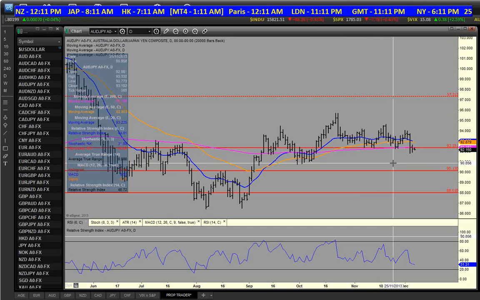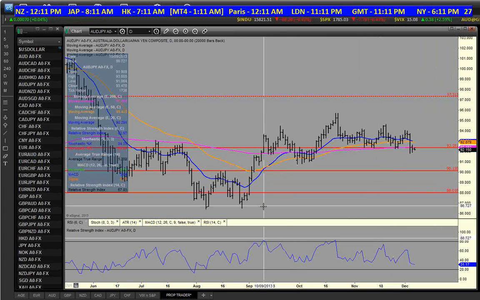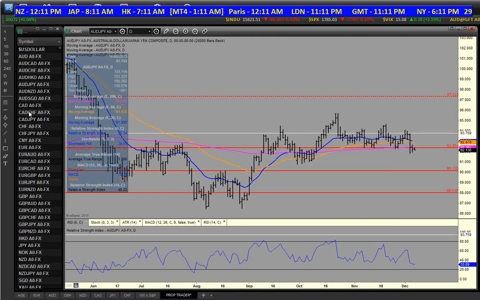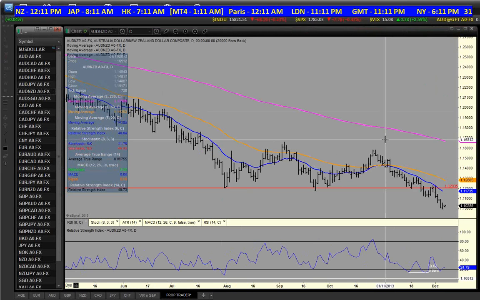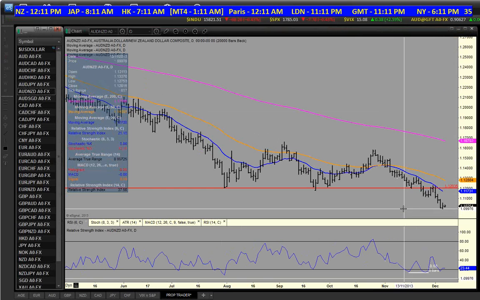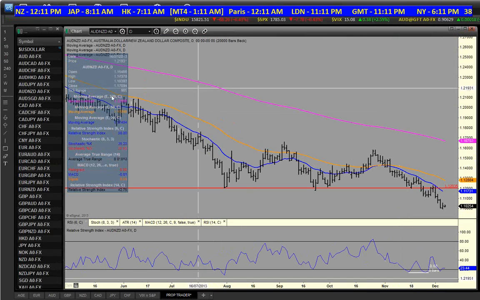Oh, there's nothing there that I'd like to look at. If anyone wants to look at it, then let me know. But I'll move on. $1.10 is a nice level in the Aussie.